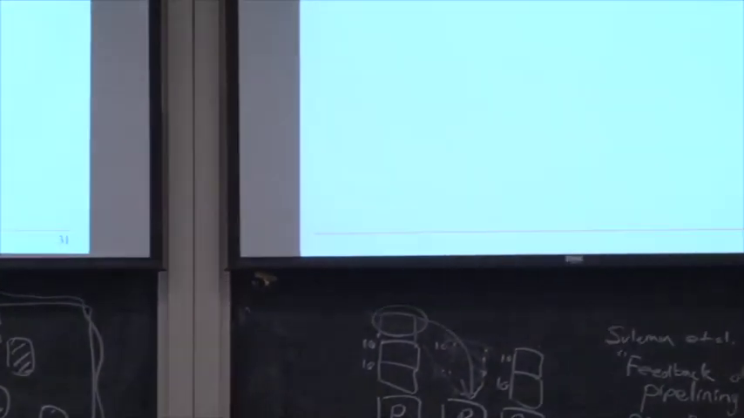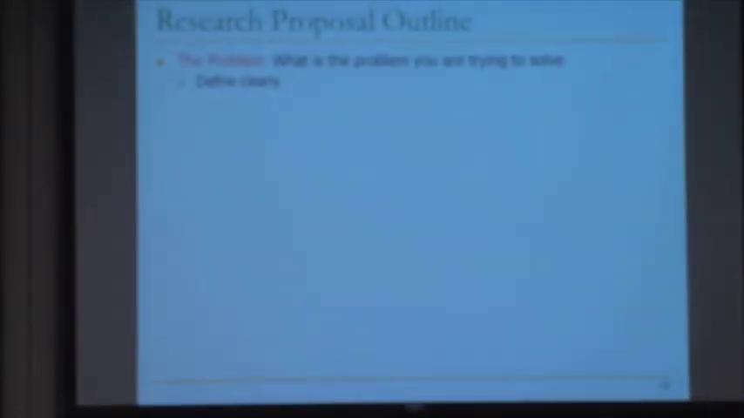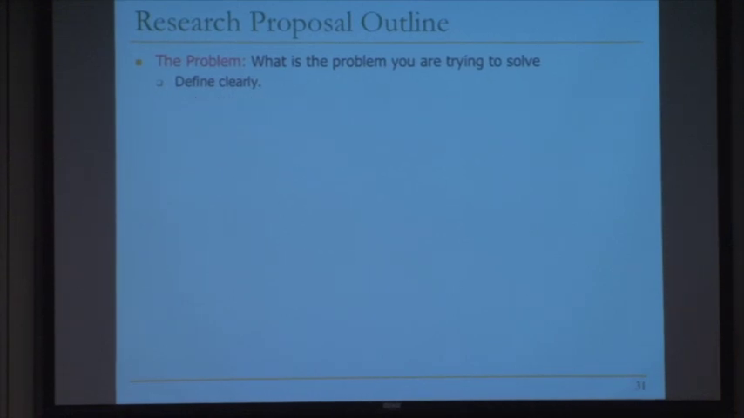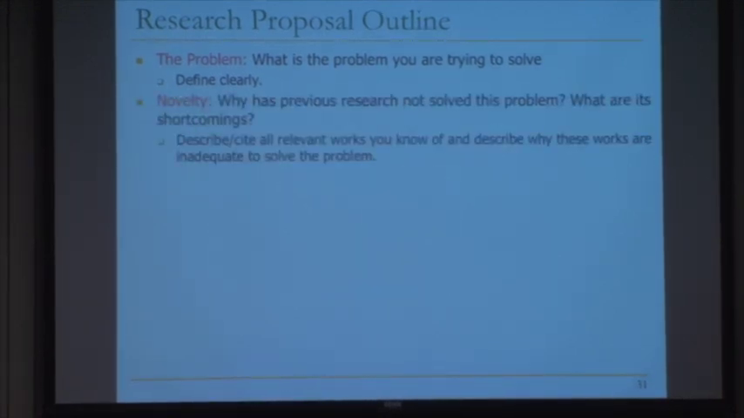OK, some outline of the research proposal. We will not go into this in detail, but you need to define the problem clearly. You need to talk about, this is more related to approach 1, if you will, novelty of the solution. Why has previous research not solved this problem? What are its shortcomings? This is more of the importance of the problem. And you will need to give a brief overview of the relevant works, if you will. That's why knowing the relevant works is important.